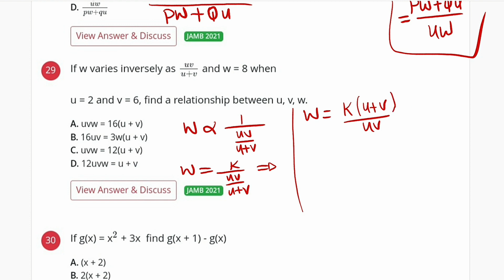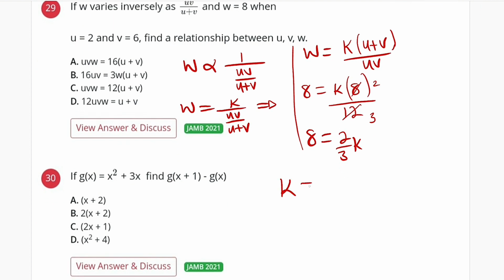Now we can substitute. W is 8, so we have 8 equal to K multiplied by U plus V. We have 2 plus 6, which is 8, and U times V is 12, right? And 4 can go into 8 2 times, 4 can go into 12 3 times. So we have 8 equal to 2 over 3 K. We multiply both sides by the reciprocal of 2 over 3. Therefore, K is equal to 8 multiplied by 3 over 2. 2 can go here, 1, 2 can go here, 4. And finally, K is equal to 12.